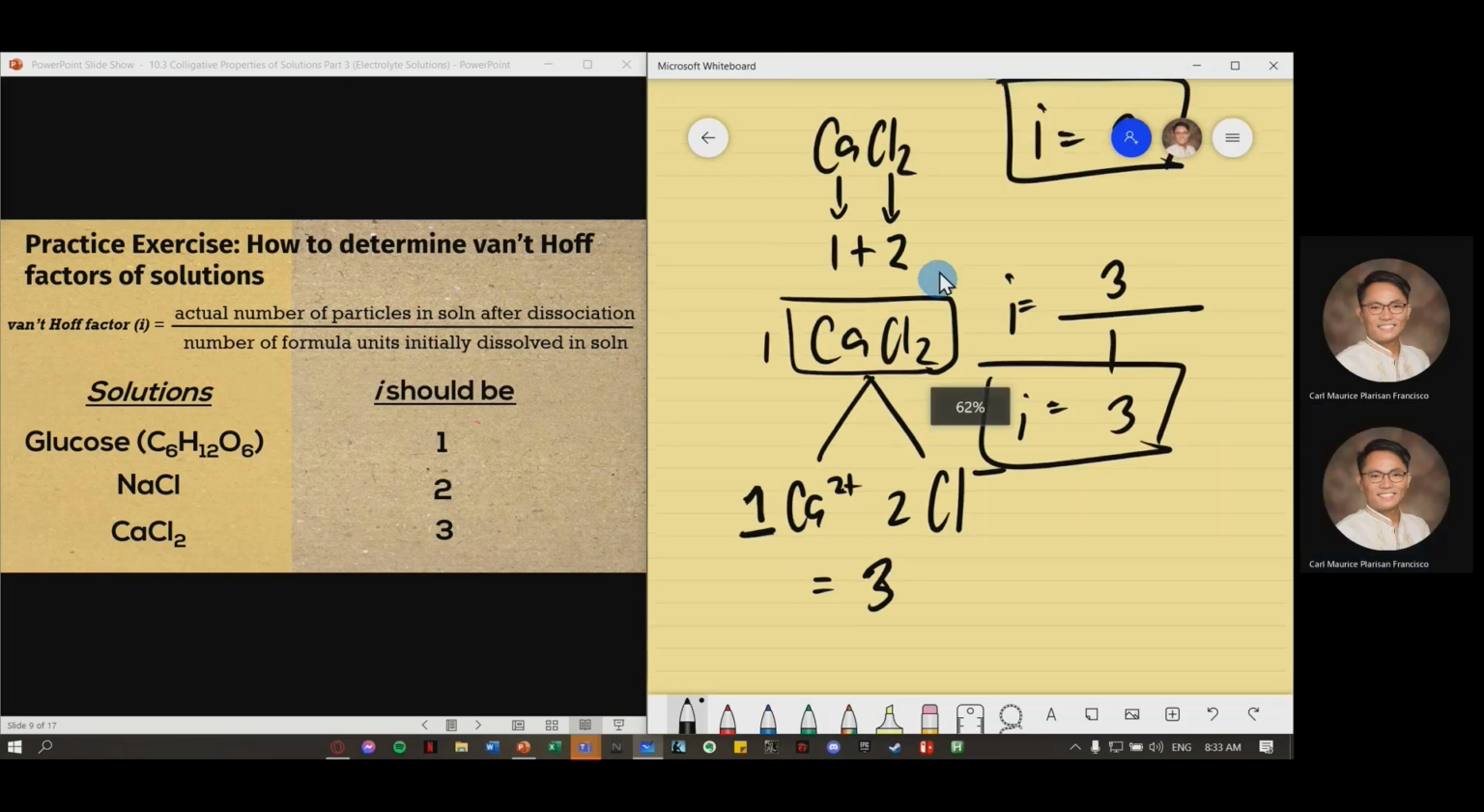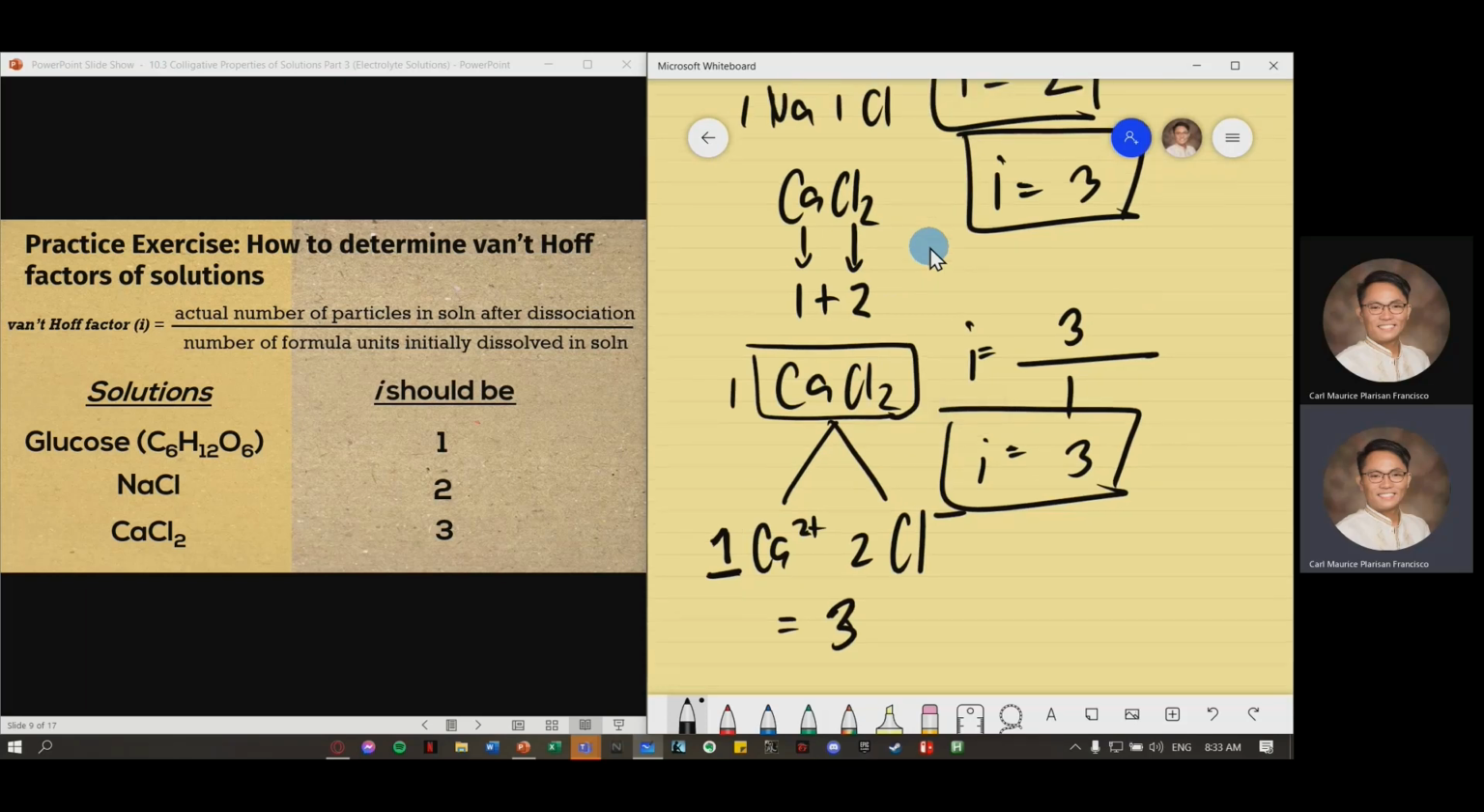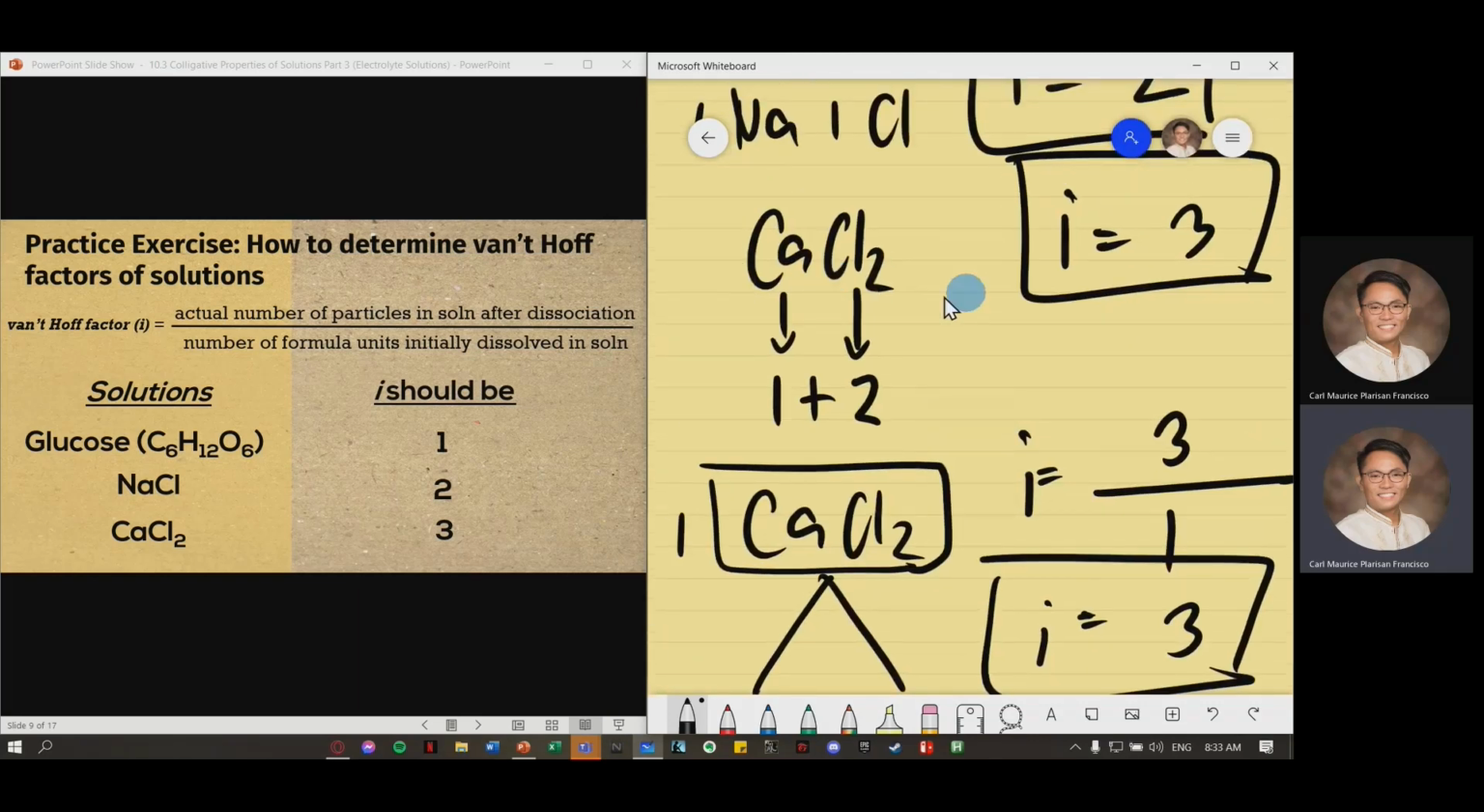Okay? So that is how we solve for the Van Hoff factor of our electrolyte solutions. Madali lang po. Pwedeng gamitin itong formula o pwede rin po gamitin yung simpleng pag-a-add ng components. Okay? So hopefully this is clear.